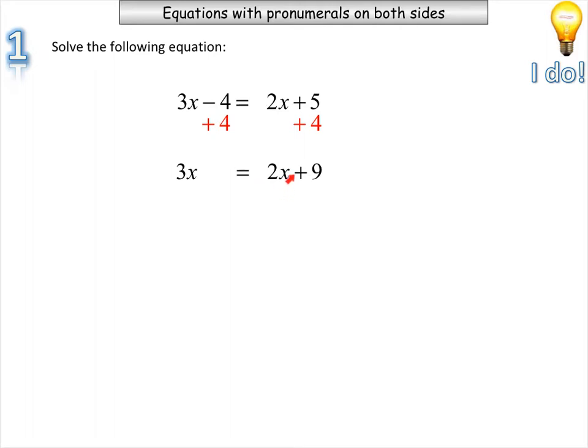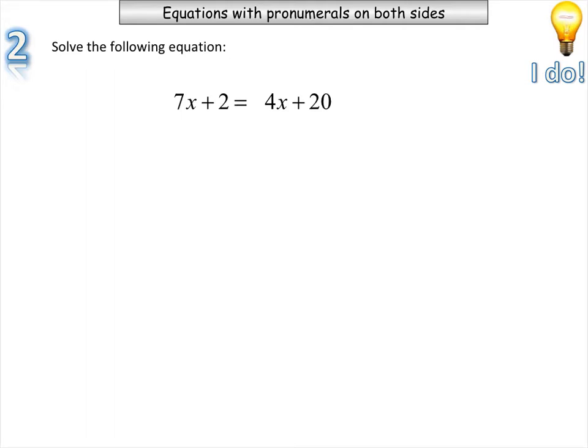We then want to get rid of this 2x, so the opposite of this positive 2x is taking 2x away from both sides. So then this will go because 2x take away 2x is 0. Now you need to calculate or evaluate 3x take away 2x. And in this case, it's 1x. And you are trying to get to the final step, which is whatever the pronumeral is. In this case, we've got x's. So x is equal to a number, which is 9 in this case.